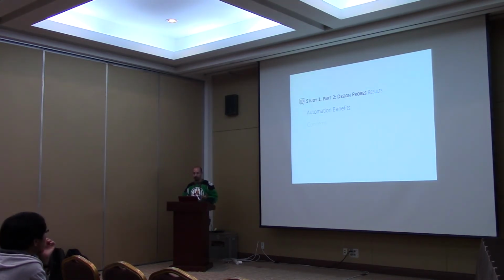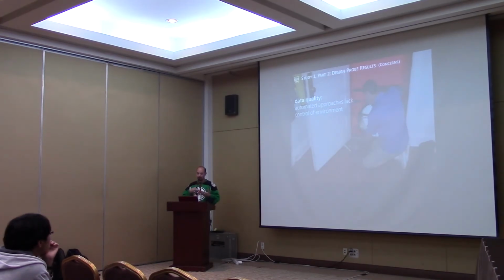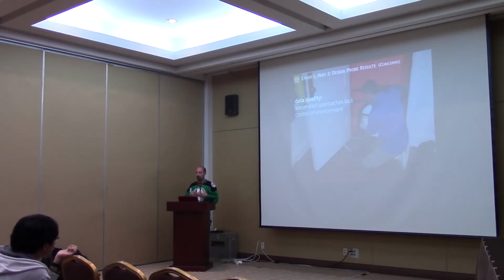Moving on to concerns. The first concern regularly brought up was the issue of data quality. There's weather to consider. There is a lack of control in the environment that automated systems will have to get over in order to collect proper data. Here you can see an energy auditor mounting a blower door in order to look at air infiltration. Automated systems don't really have the capacity to do that right now.